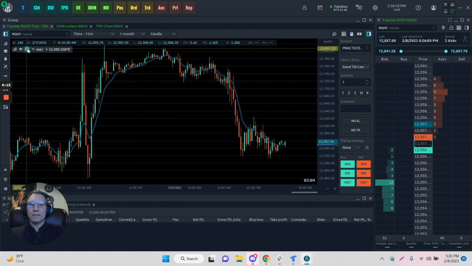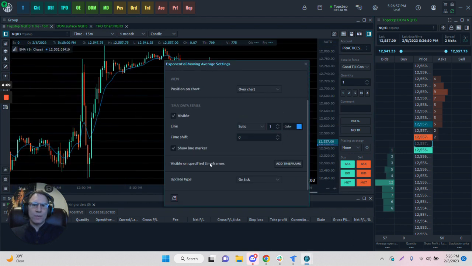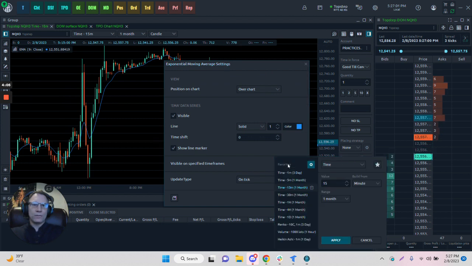Let's go to the settings, and at the bottom of these settings, we have adding a time frame. It's on all time frames right now. So currently, let's put it on a 1-minute chart. There we go, 1 minute, apply.